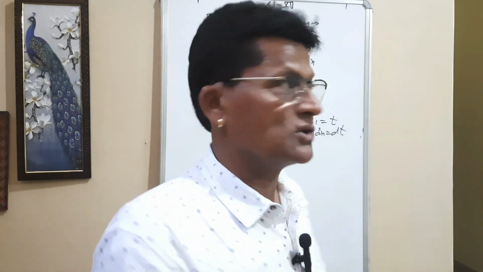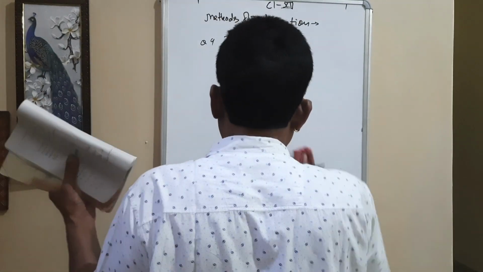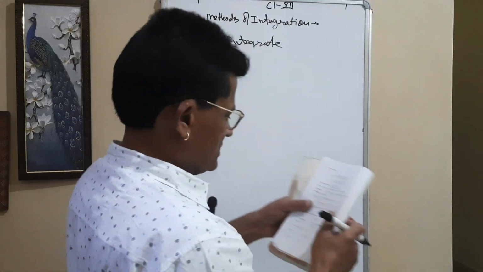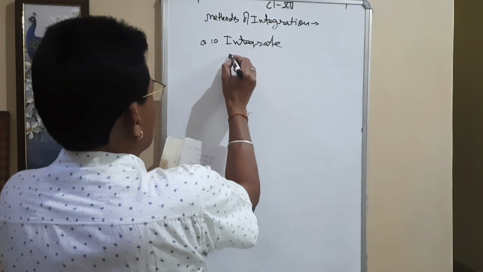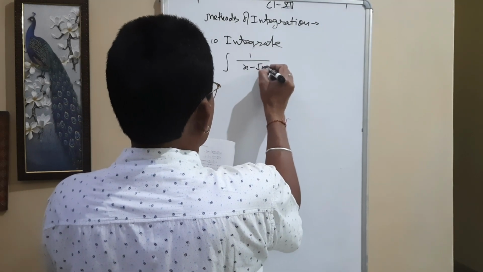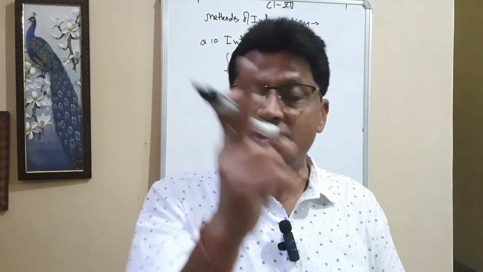My dear student, I will tell you one other important question which will help you in each and every kind of competitive examination also. In such questions, generally students feel difficulty finding the solution. Question number 10: 1 upon x minus root x. If you have no practice of this question, all of a sudden it will not come to your brain to find the solution of such questions.